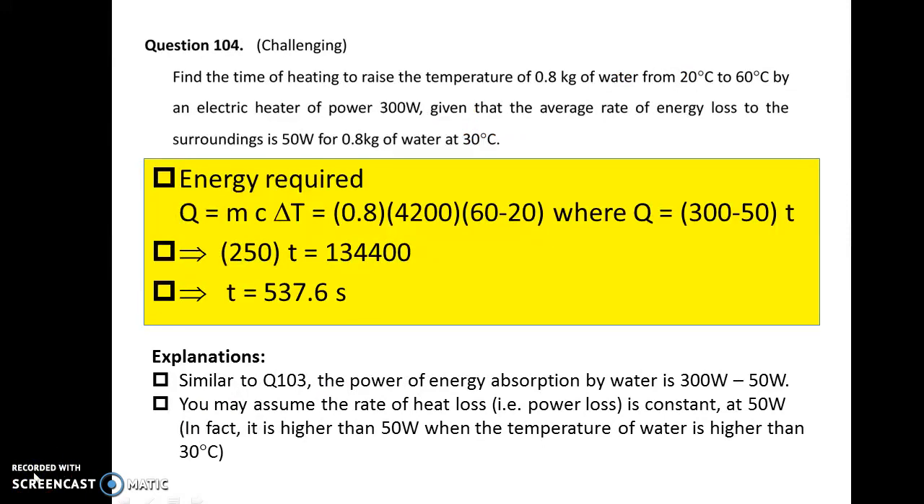Question 104. This is quite a similar question, but this time you are asked to find the time taken. So, this is the power of the heater, but then there is also a power loss. So, we have the energy given by 250 multiplied with the time taken. And this is going to be absorbed by water, so that its temperature increases from 20 degrees to 60 degrees. In this way, you may find the time taken.